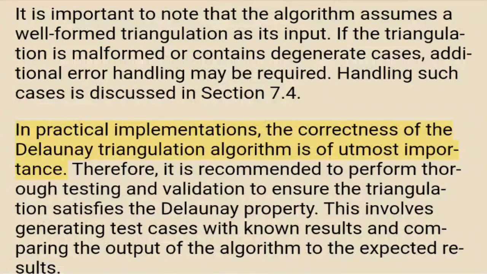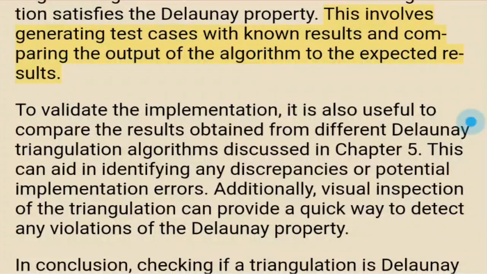In practical implementations, the correctness of the Delaunay triangulation algorithm is of utmost importance. Therefore, it is recommended to perform thorough testing and validation to ensure the triangulation satisfies the Delaunay property. This involves generating test cases with known results and comparing the output of the algorithm to the expected results. To validate the implementation, it is also useful to compare the results obtained from different Delaunay triangulation algorithms discussed in Chapter 5. This can aid in identifying any discrepancies or potential implementation errors.